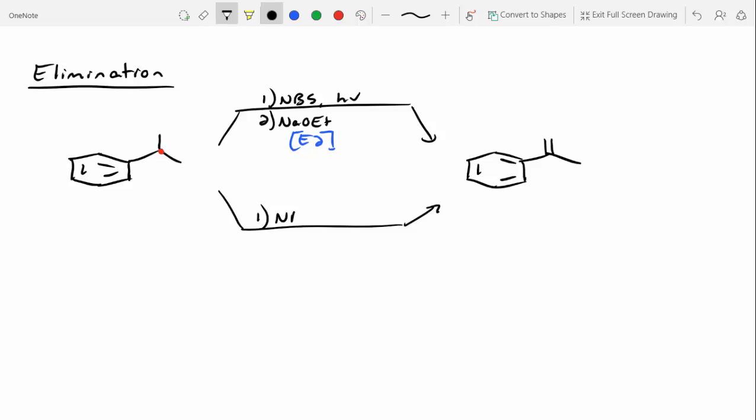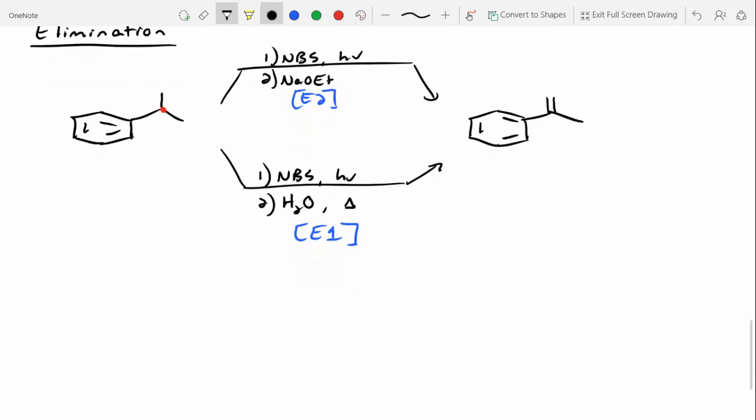Let's do the same thing. NBS, UV light, but we want to do E1. Does anybody have an idea? With E1, do we want to use a strong base? No. What do we want to use? Water. So we could use water, and water might do substitution, so we might observe some SN1 products. How can we get this to favor E1 products? Heat. So we can do E1 or E2 reactions.